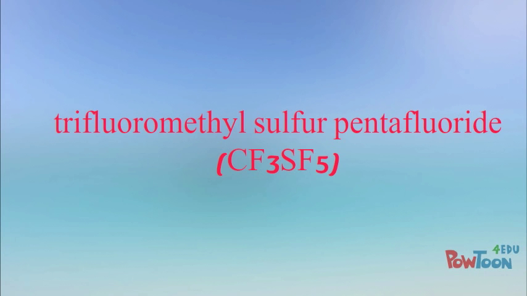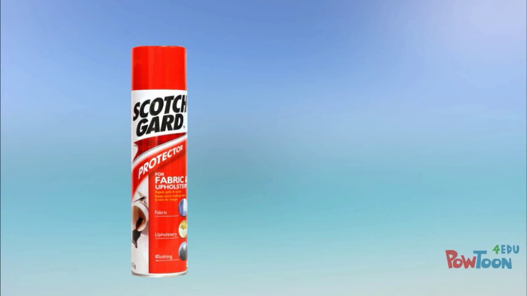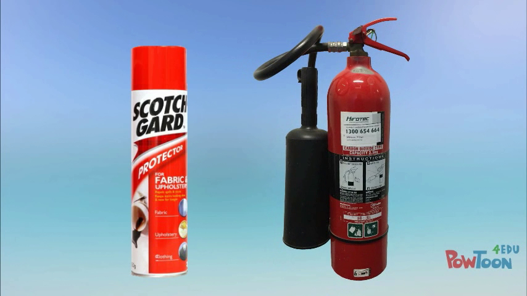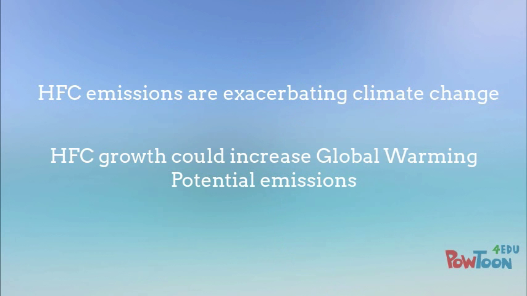Its occurrence in the atmosphere is largely as a byproduct of the production of perfluorooctane sulfonic acid, which has never been manufactured in Australia, though is a key ingredient in fabric stain repellents such as 3M's Scotchgard and firefighting foams. Rapidly growing hydrofluorocarbon emissions are seen as a significant driver of climate change over the next 50 years, and projections suggest that unmitigated hydrofluorocarbon growth could result in increased global warming potential weighted emissions.